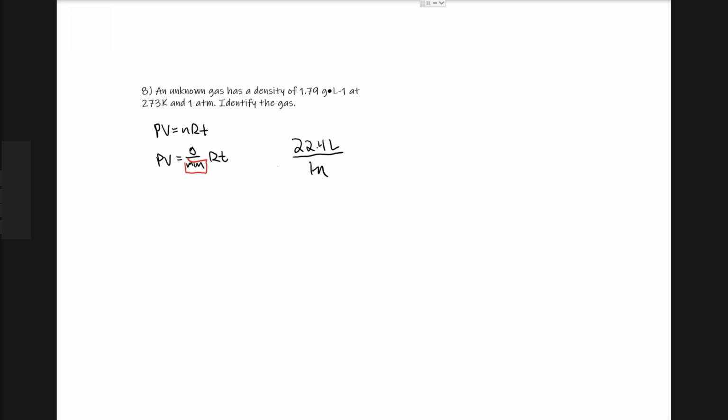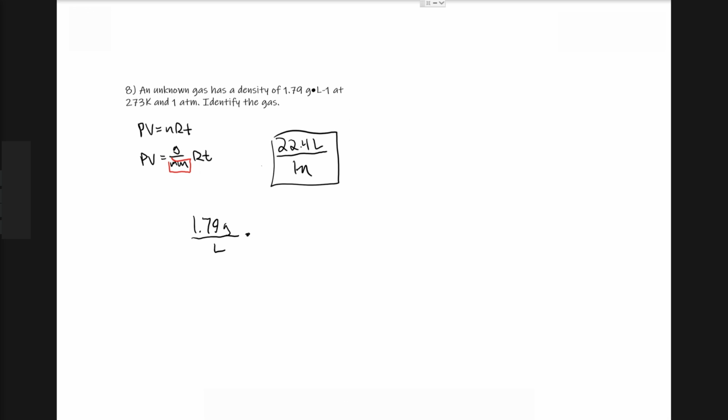So in this case, a shortcut would be to realize that our density is 1.79, and that is grams per liter, okay? And if we use this idea right here as a conversion factor, what we could do is we could say, okay, well, we know that there are 22.4 liters in 1 mole of a substance. And if we do the math on this, 1.79 times 22.4, that gives us 40.01. And we put that over 1.